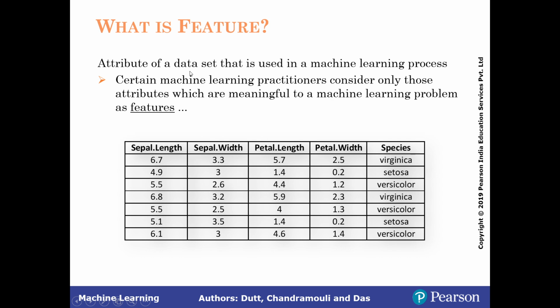What is a feature? An attribute. For example, this is your data set. Here sepal length, sepal width, petal length, petal width, and species are there, right? Those are known as attributes. Actually, species is the output one, so you are not going to consider it. The remaining four you are going to consider for feature engineering.